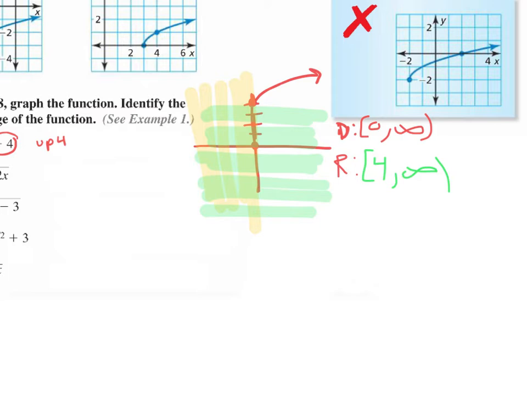So you don't have to draw like the green and yellow highlighted parts that I did. Those are just a way to think about it to help you find where your domain and your range start.